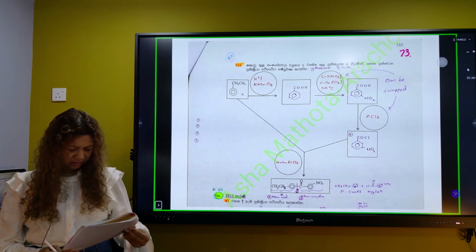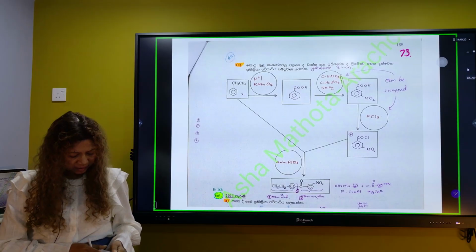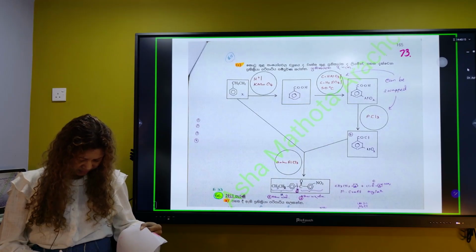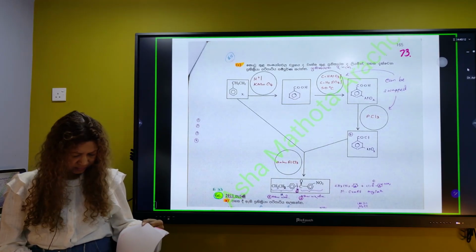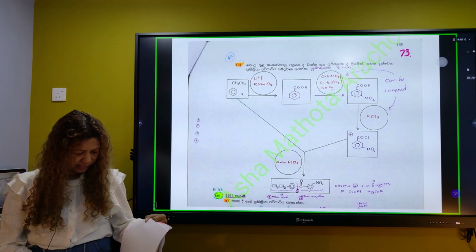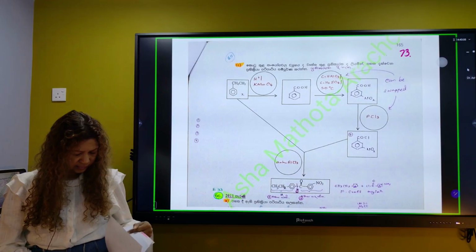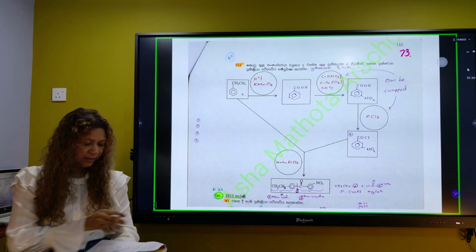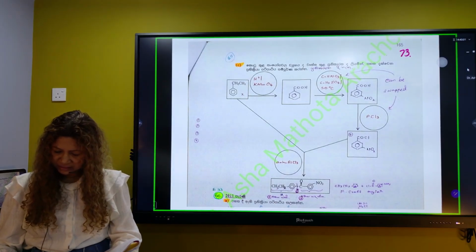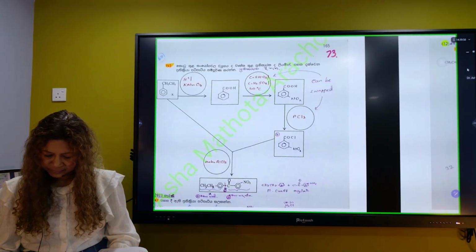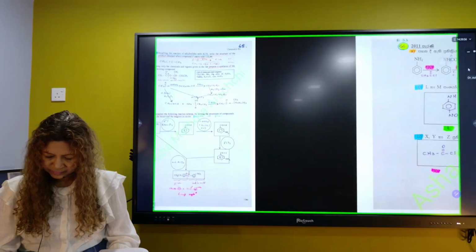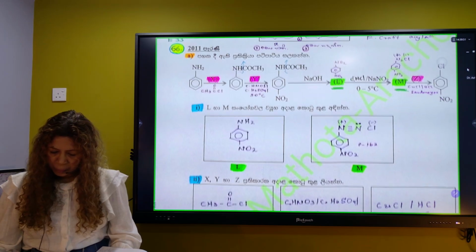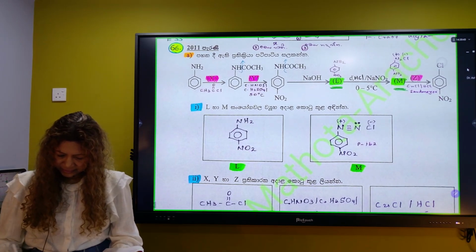Okay. Part එකක් තියෙනවද that we need to do something. Moving to question number 66. Okay.